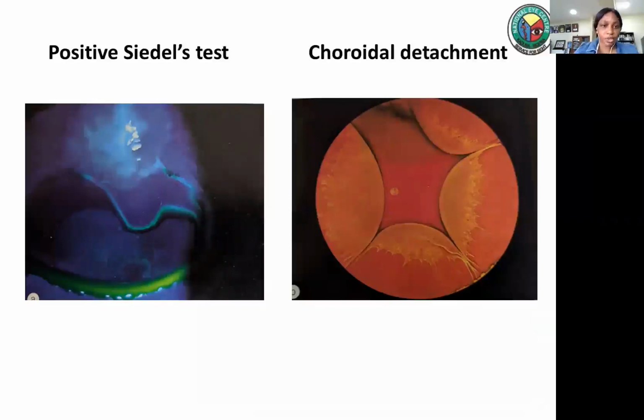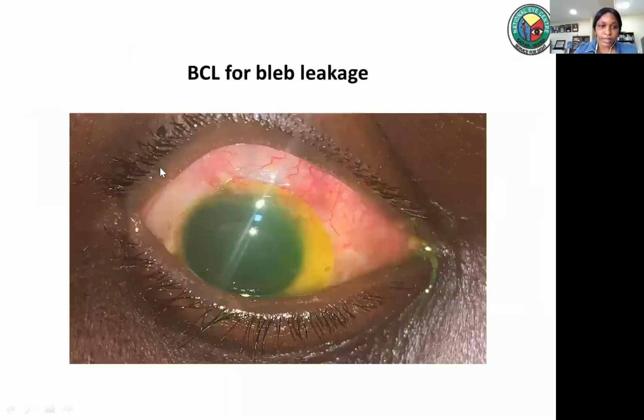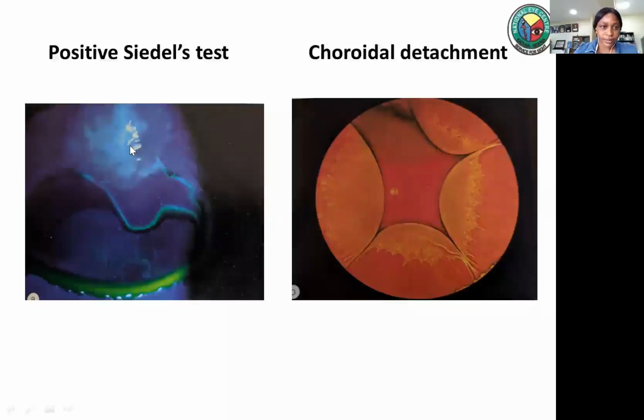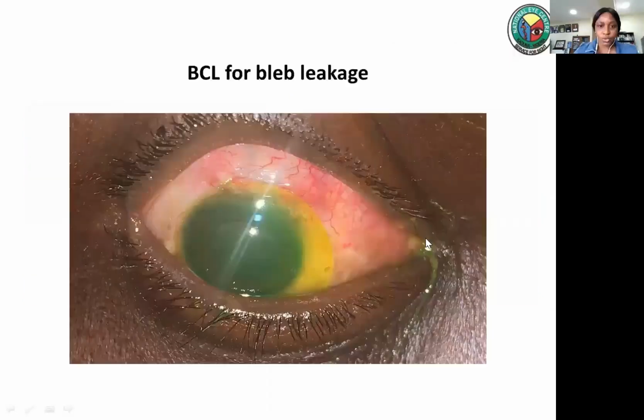Now, this is a picture of a positive Seidel's test. You can see here that the fluorescein strip is being dispersed as aqueous is coming out from the leak. And this is a picture showing choroidal detachment. And you can see here with the kissing choroids showing.